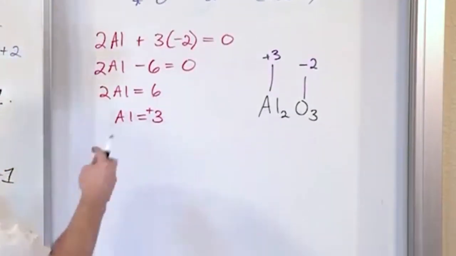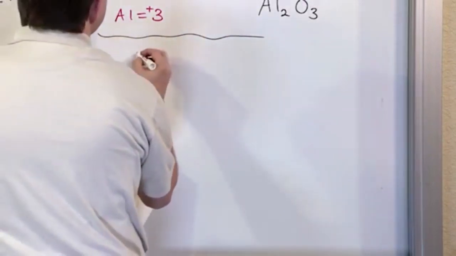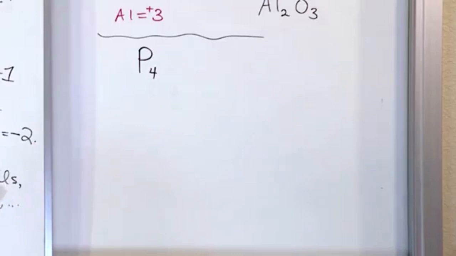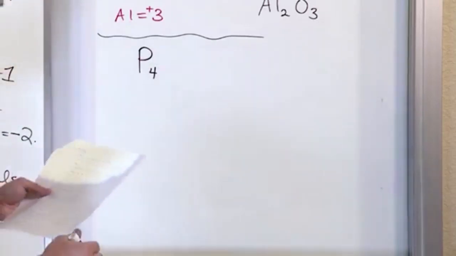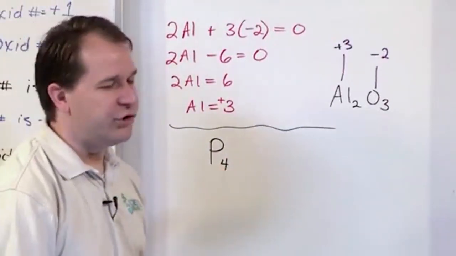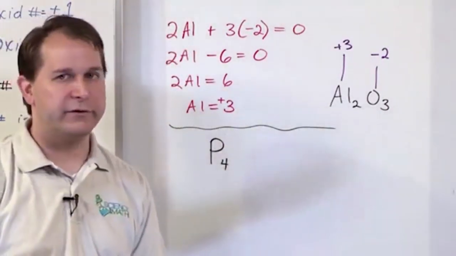All right, for the next problem, it's a little bit different. Very simple. I just want to point it out to you. What if you have the compound P4? So 4 atoms of phosphorus bound together, and I ask you, what is the oxidation number of phosphorus here? Well, it's very simple actually, because this is a neutral compound, right? 4 atoms of phosphorus, there's no charge anywhere, so it's neutral.